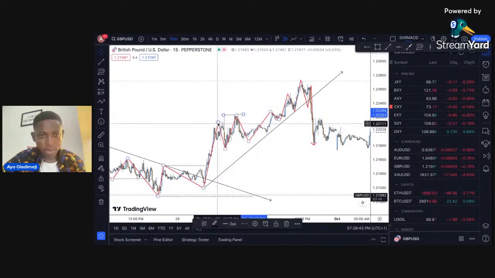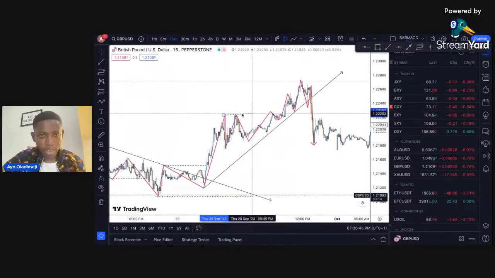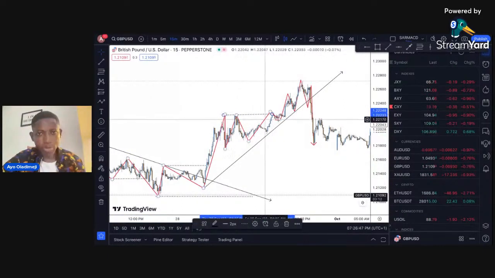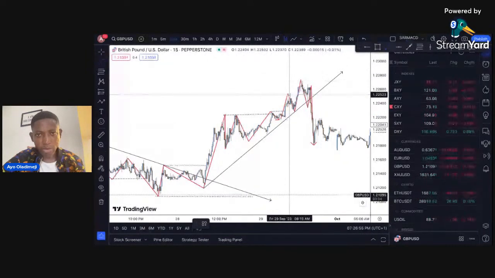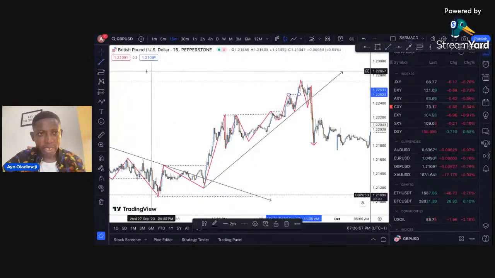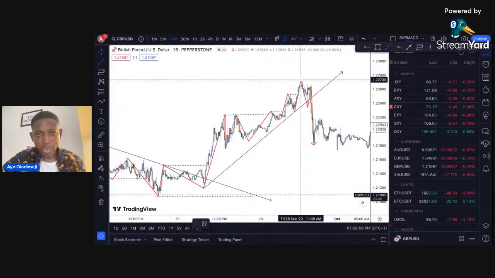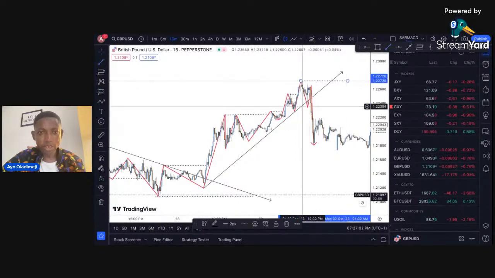Okay, this high was okay. There's even this high was broken, and then this high was broken, and then this high was broken, right? And then this high was not broken. So as long as the highs have been broken, you see that the market continues to go up.